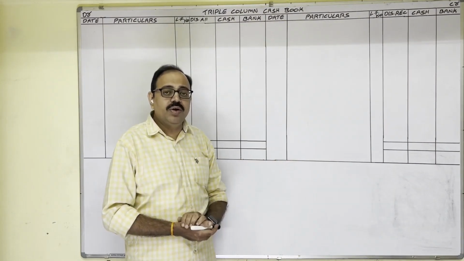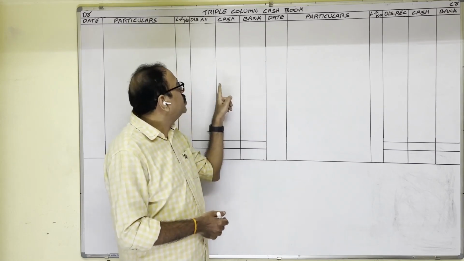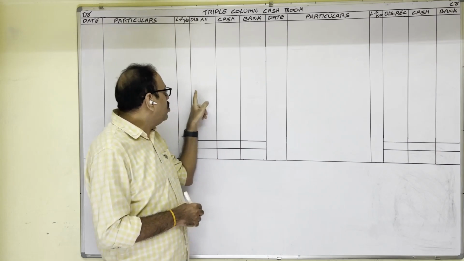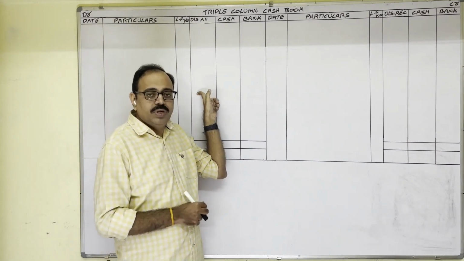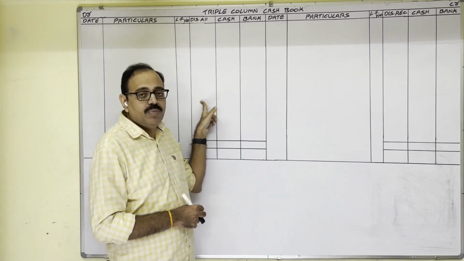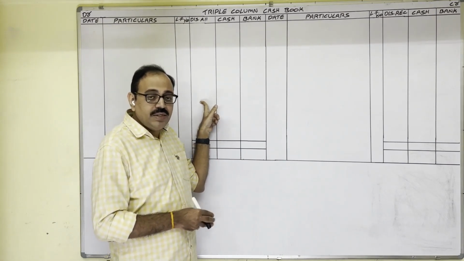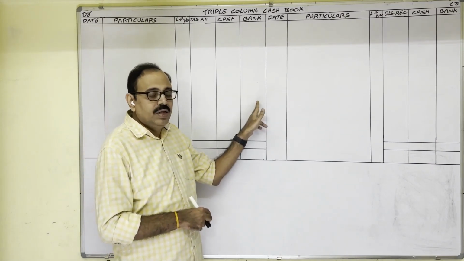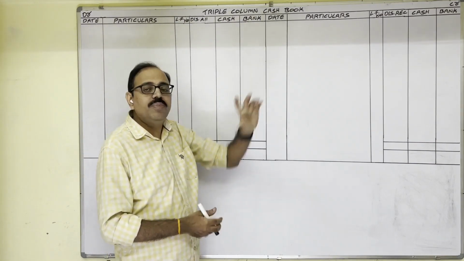In this table, at a time we are going to prepare two accounts, the cash account and the bank account. And the discount column is a memorandum column. In previous problems, I clearly explained about this memorandum column, the discount column. As we have 3 amount columns for discount, cash and bank, this table is known as the triple column cash book.